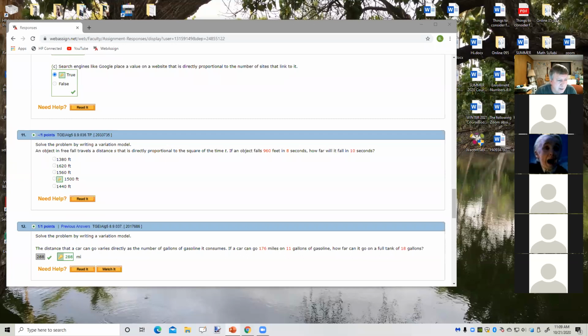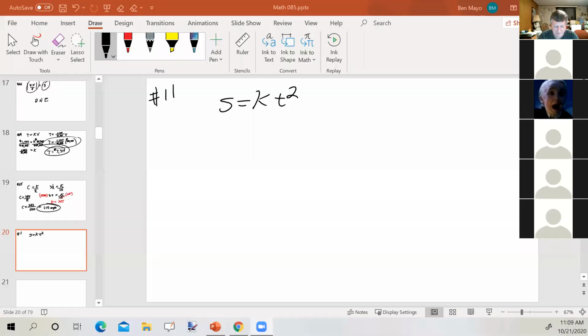Solve the problem by writing a variation model. An object in free fall travels a distance s that is directly proportional to the square of the time. Again, they use the words variation and proportional interchangeably, and I wish they wouldn't, but they do that. So s equals k t squared. Where did I get k? Remember, k is always there in all these formulas. So s equals k times t squared.